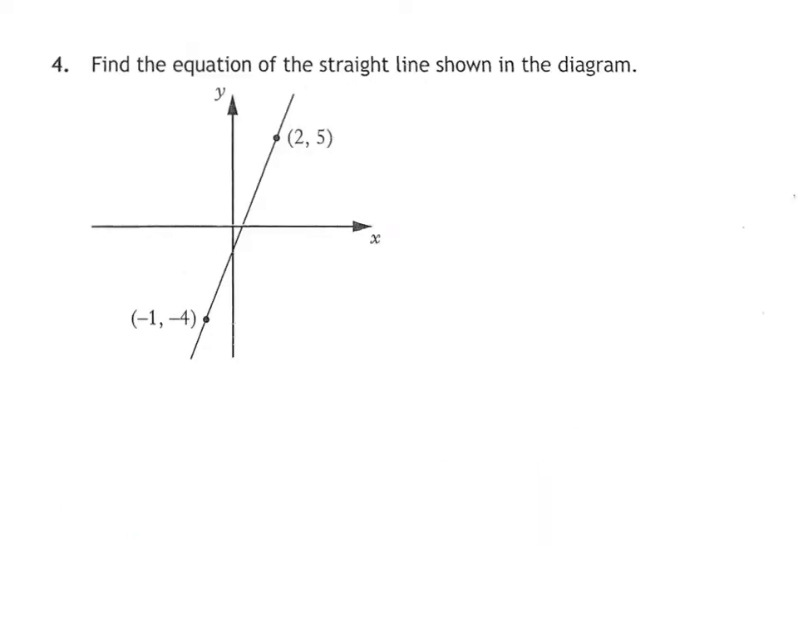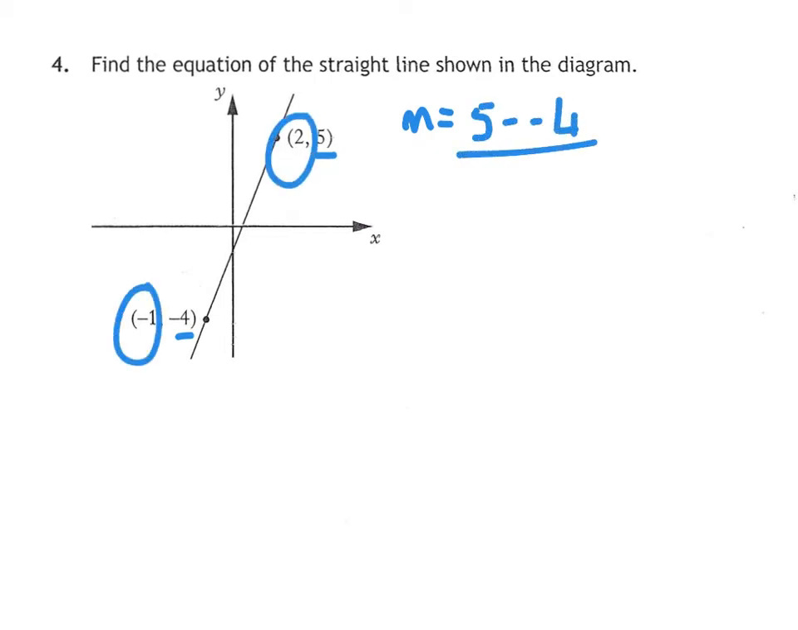Question 4, find the equation of a straight line. So first thing is getting your gradient. So subtract the y's. So I've got 5 minus 4. And then subtract the x's. So I've got 2 minus 1. They're double negatives, so they turn into pluses. So it's 9/3. My gradient is just 3.